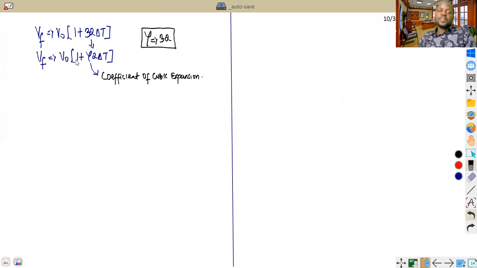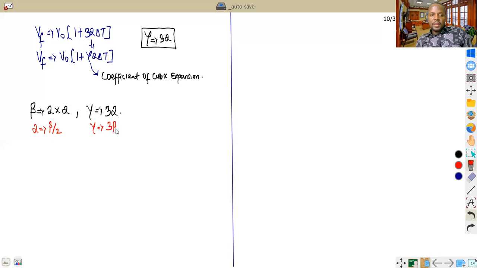This relationship can be stated in different ways. Remember, we say beta is equal to 2 alpha, and gamma is equal to 3 alpha. So you can relate gamma and beta together. How did I come about that? It is just a little bit of mathematics. If beta is equal to 2 alpha and gamma is equal to 3 alpha, then alpha is equal to beta by 2. When you substitute that, you have gamma equal to 3 beta by 2, as you can see. So that is 3 by 2 beta, another way you can use it directly to solve some numericals. In fact, some multiple choice questions ask directly about this relationship.